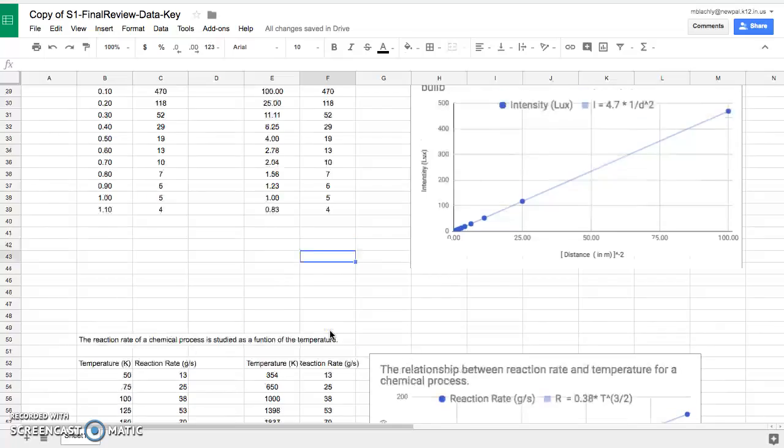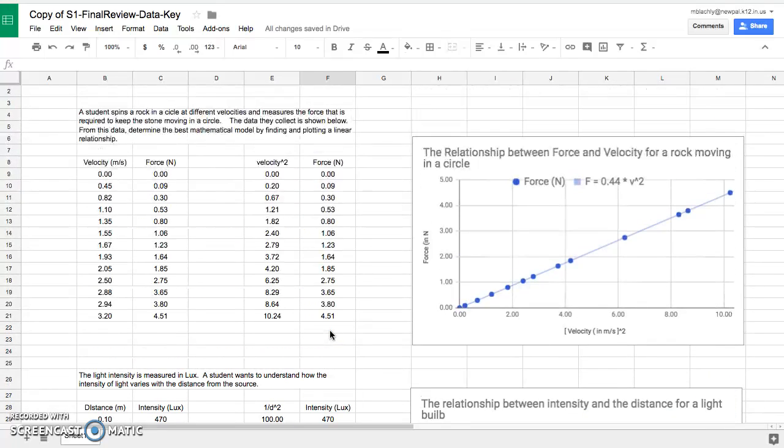On the final exam, of course, you'll need to remember that it might be y equals x, it might be y equals x squared, it might be y equals square root of x, or y equals 1 over x or 1 over x squared. So those are the mathematical models we've looked at so far.